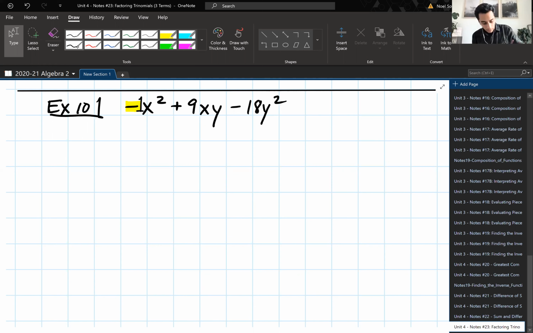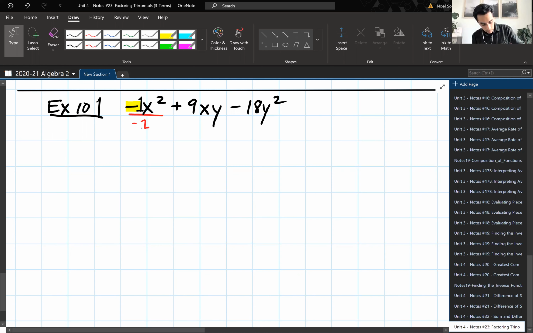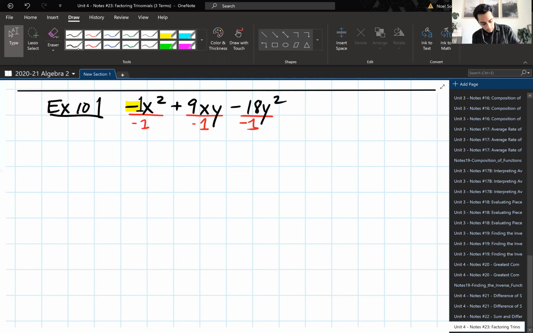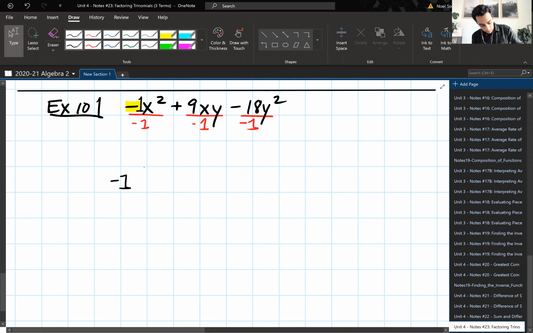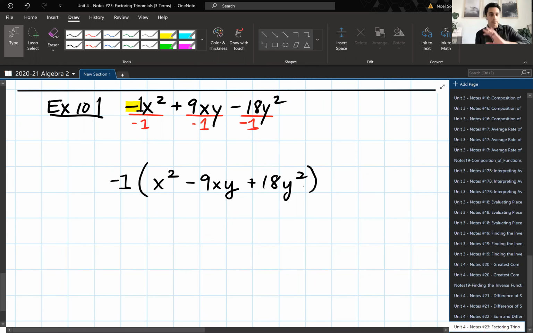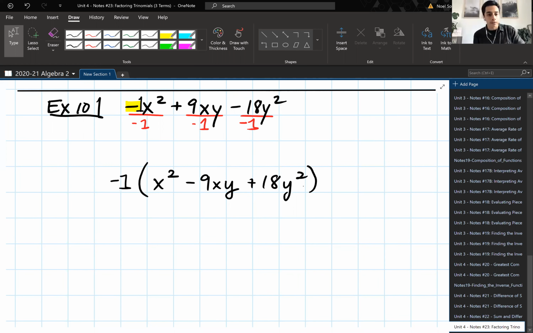We're going to divide every term by a negative 1. So we will get negative 1 times, now this just gives us positive x squared. 9 divided by negative 1 will be negative 9xy. Negative divided by negative will be a positive 18y squared. We have the negative 1 removed. It's been factored. Now we can focus on just factoring the trinomial, right?